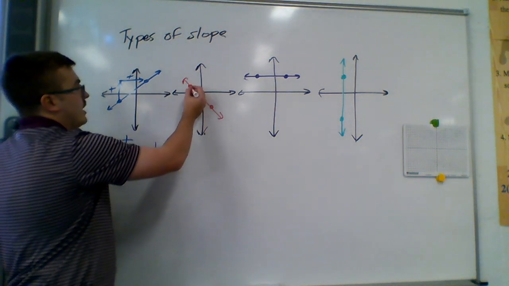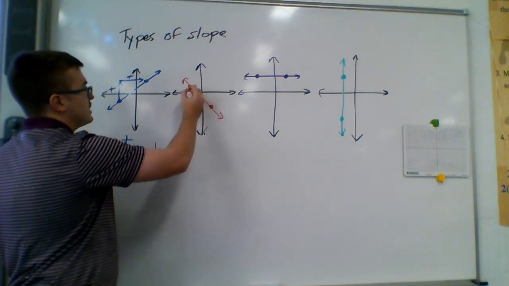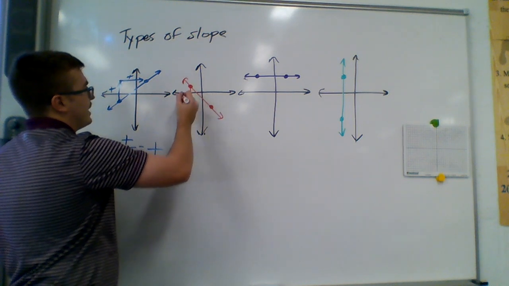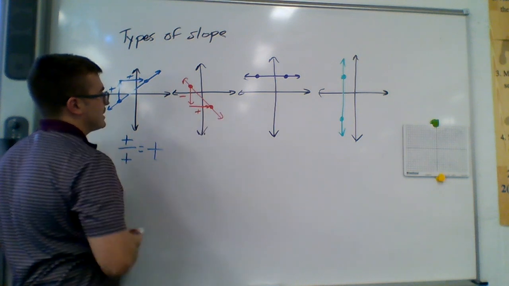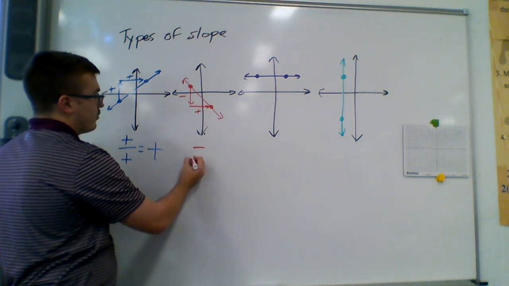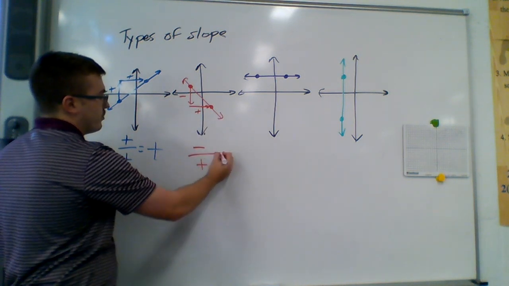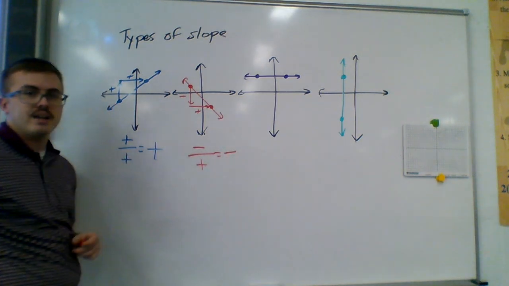Second one, from here, I have to go down to get level with it. So that's going to be a negative rise. But then I move to the right, so that's a positive run. Negative rise divided by a positive run, that makes the whole thing negative.